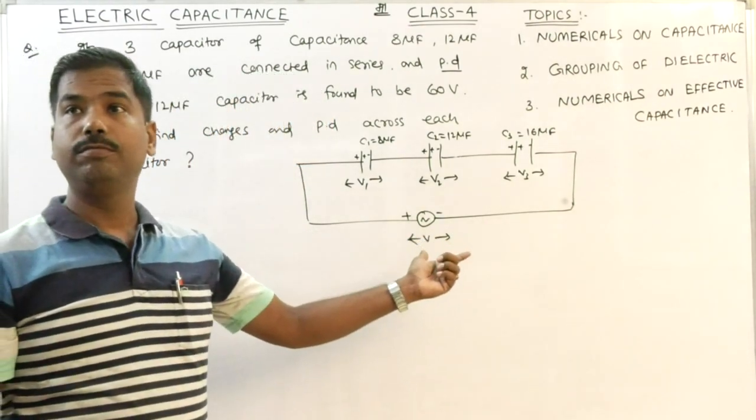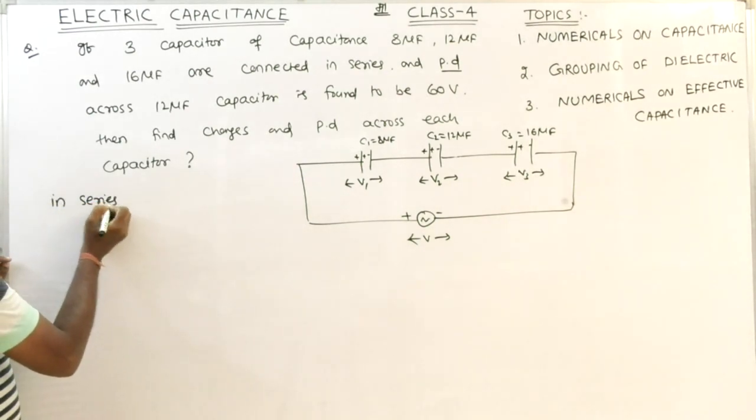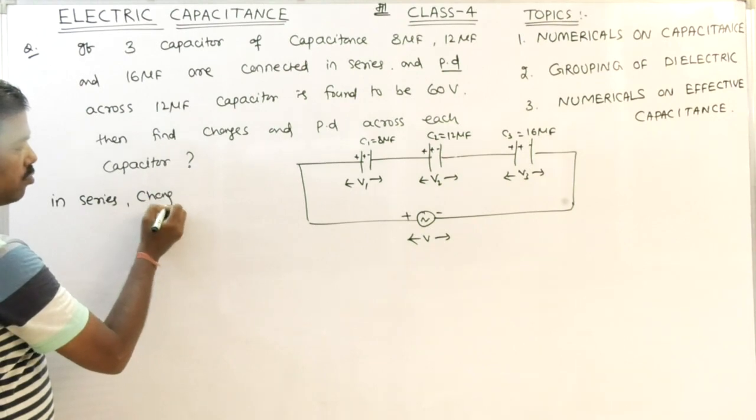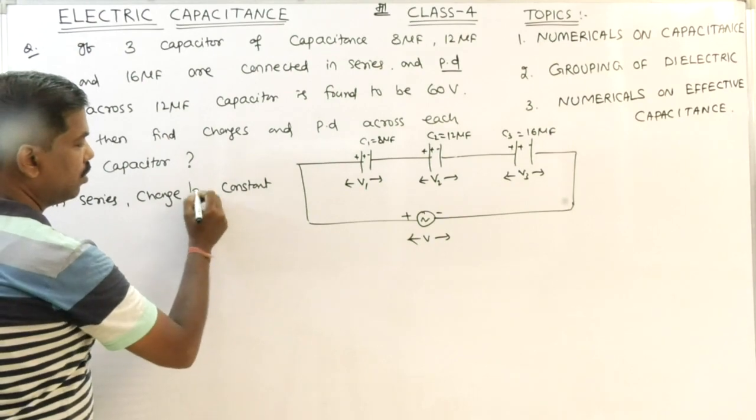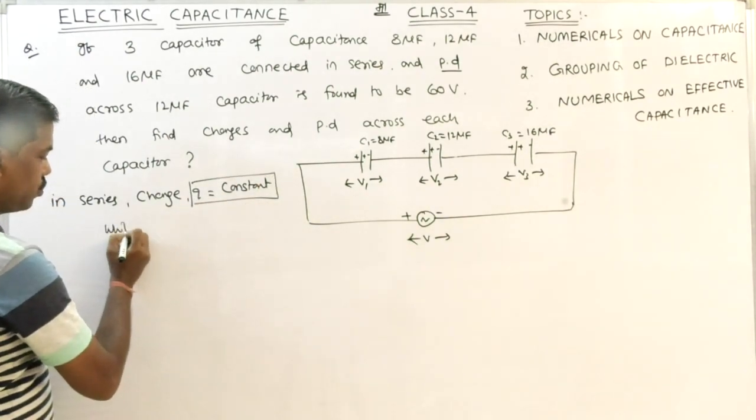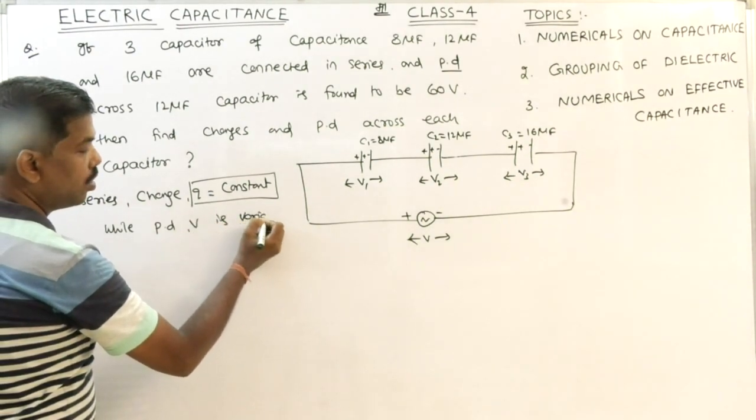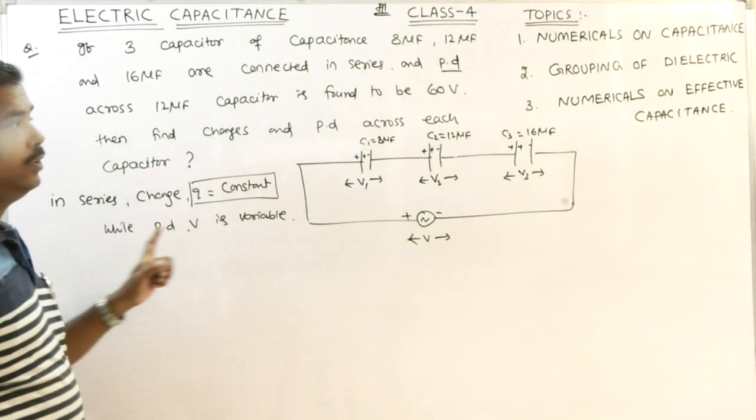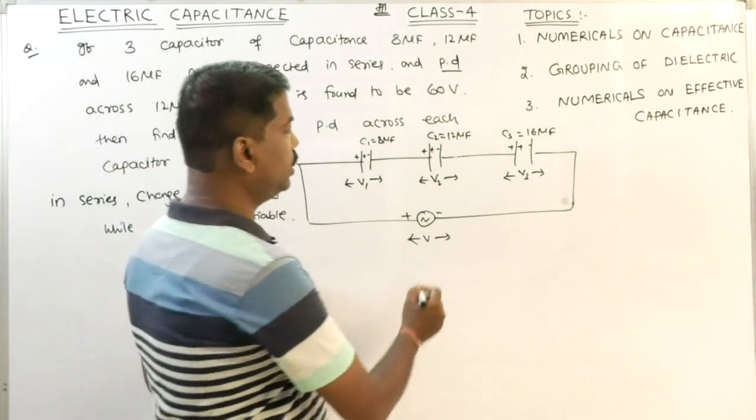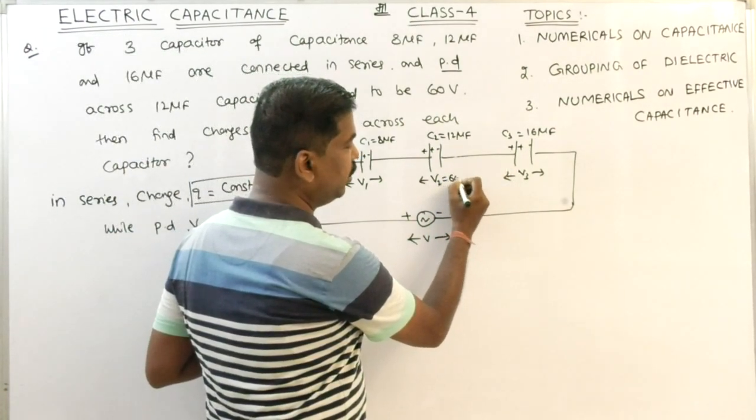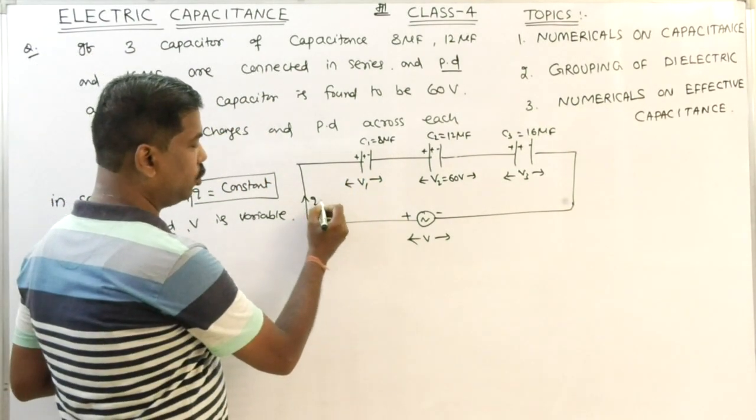Clear? So in series, charge Q is constant, while potential difference V is variable. It is given that 3 capacitors are connected in series and the potential difference across the 12 microfarad capacitor is 60 volt. It means V2 is given as 60 volt. Clear?